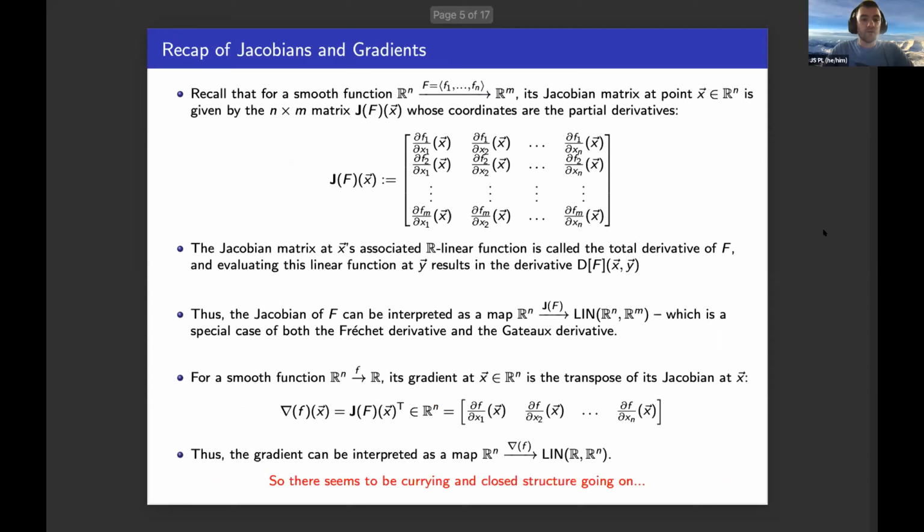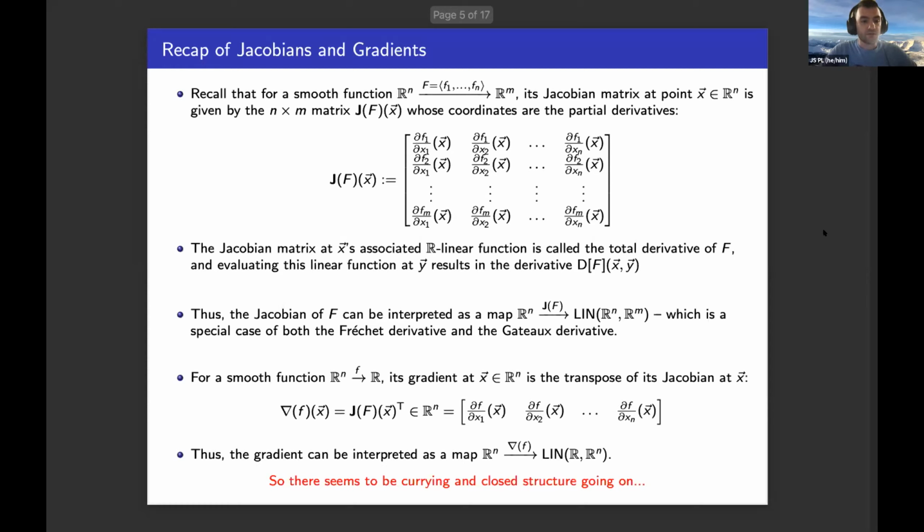So remember that for a smooth function from R^n to R^m, which is actually a tuple of smooth functions f_i from R^n to R, the Jacobian matrix is going to be a matrix of size n by m, whose coordinates are the partial derivatives of the little f_i's. And because the Jacobian is a matrix, there's an associated R-linear function to it. And when you apply the Jacobian matrix at x evaluated at some vector y, what you obtain is the derivative of the smooth function, capital F.